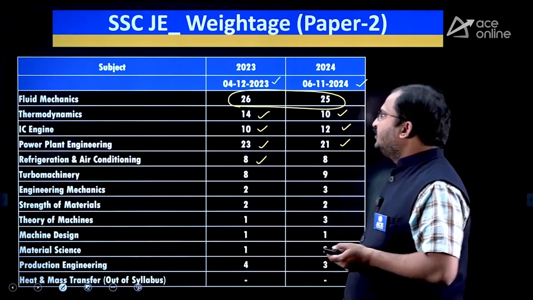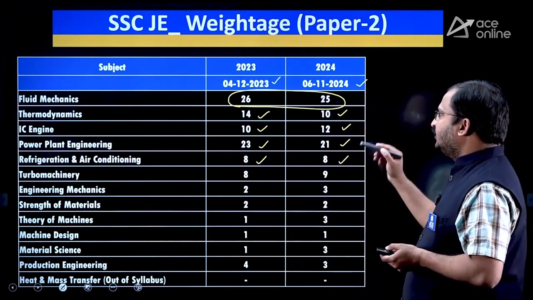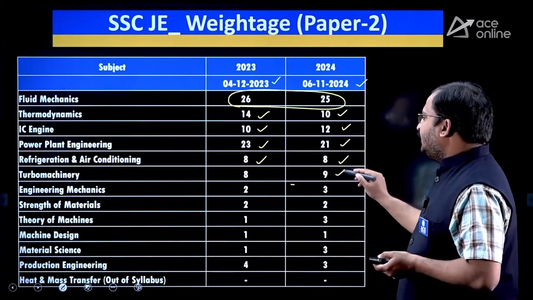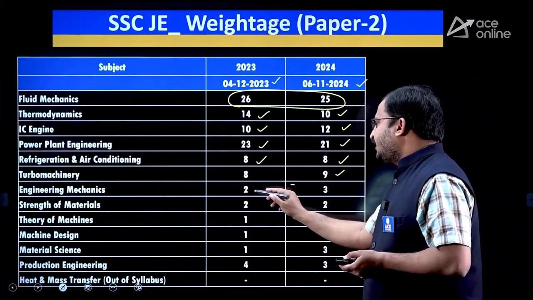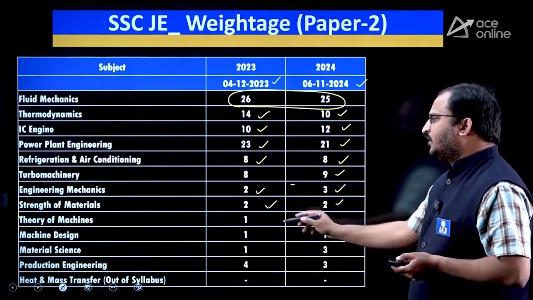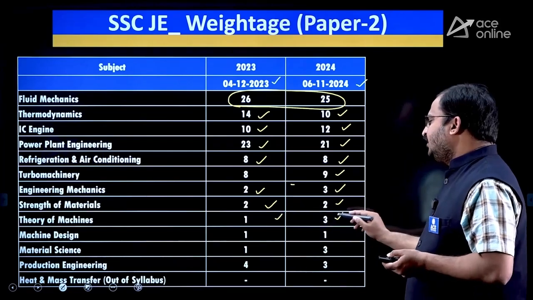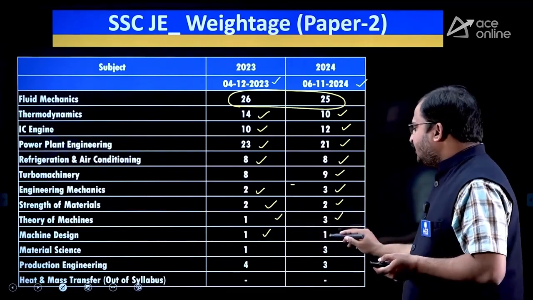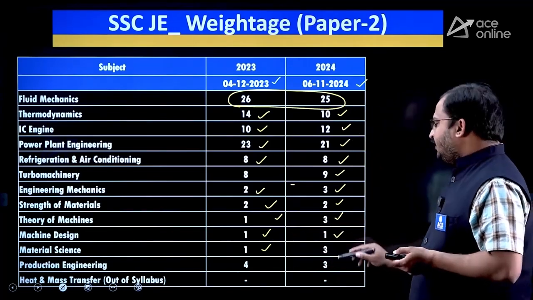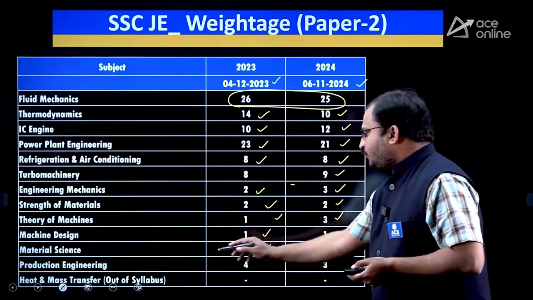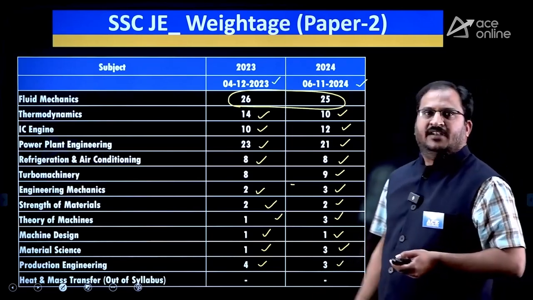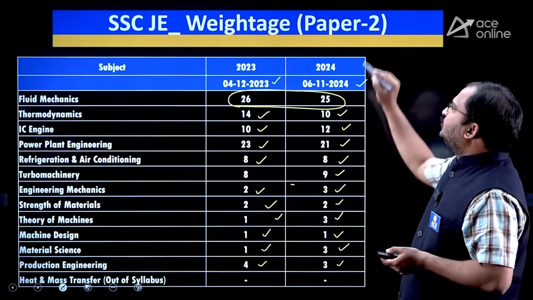Then refrigeration and air conditioning 8 questions in 2023, 8 questions in 2024. Turbo machinery 8 questions in 2023 and 9 questions in 2024. Then engineering mechanics 2 questions in 2023, 3 questions in 2024. Strength of materials 2 questions were there. Theory of machines 1 question here, 3 questions in 2024. Machine design 1 question in each year. Then material science 1 question in 2023, 3 questions in 2024, and production engineering 4 questions in 2023 and 3 questions in 2024. So this is the subject wise weightage for paper 2.